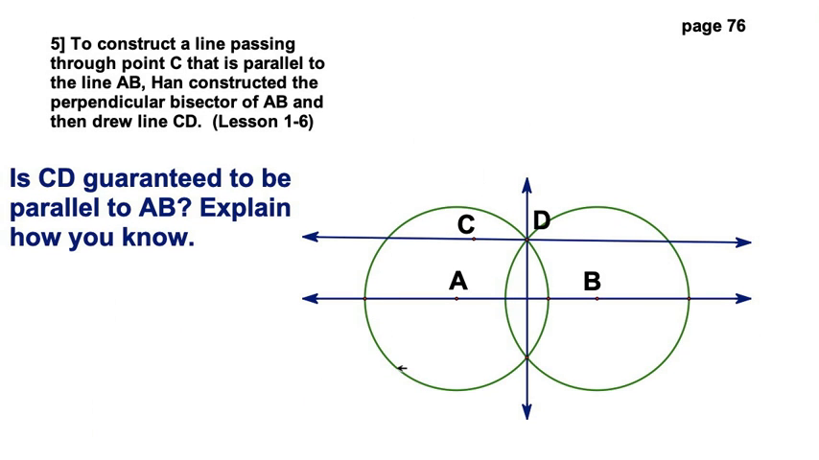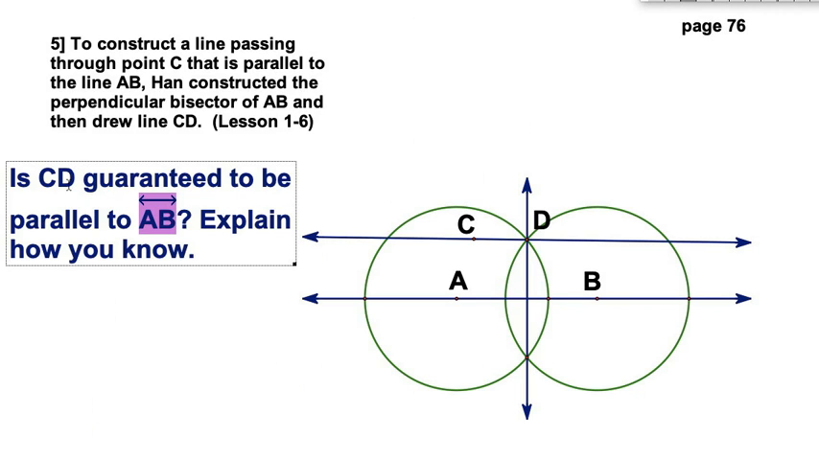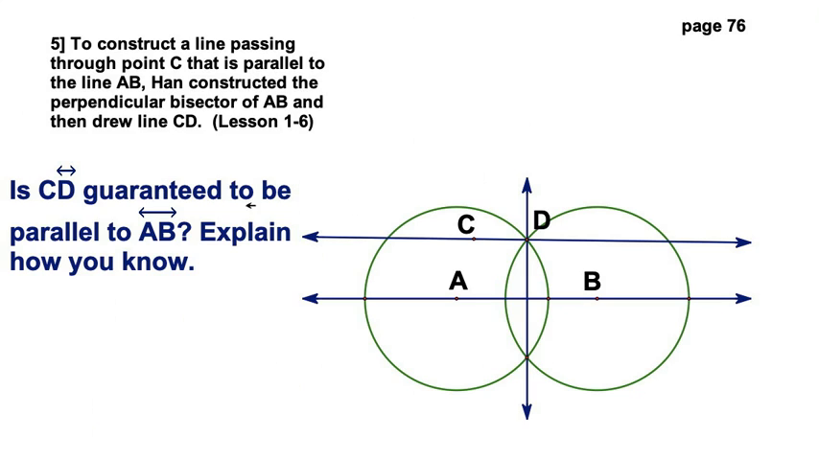Now, construct a line through, seeing one of these error questions: the perpendicular bisector of AB, and then, is CD guaranteed to be parallel to AB? I gotta stop, because this drives me nuts. AB is a line, CD is a line. Our text seems a little soft on that, but language is important.